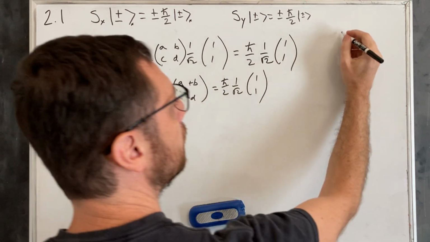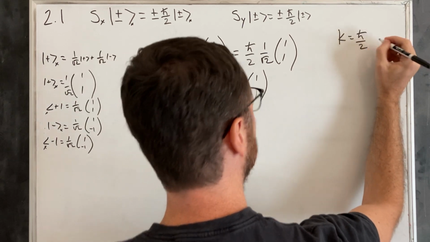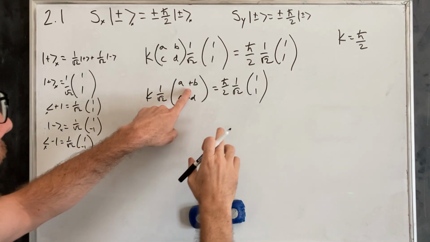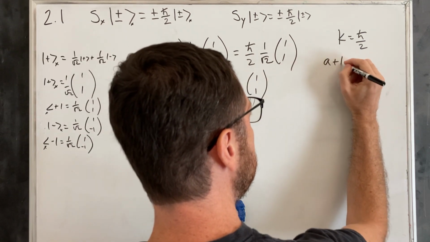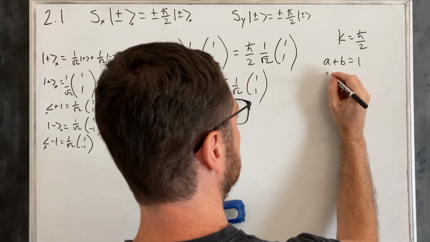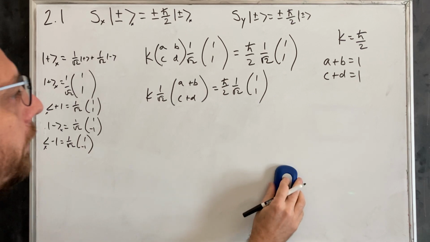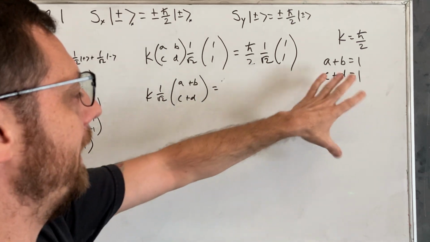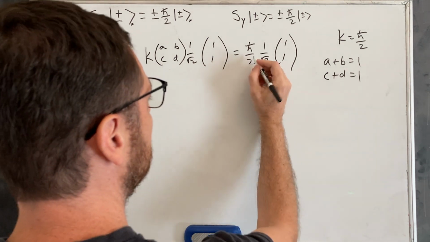Our k is h bar over 2. So we'll write that right here. So k equals h bar over 2. Our a plus b is going to equal 1. And our c plus d is equal to 1. All right, so we can't really solve that yet. We need some more information. So we'll go back here and we'll continue on.